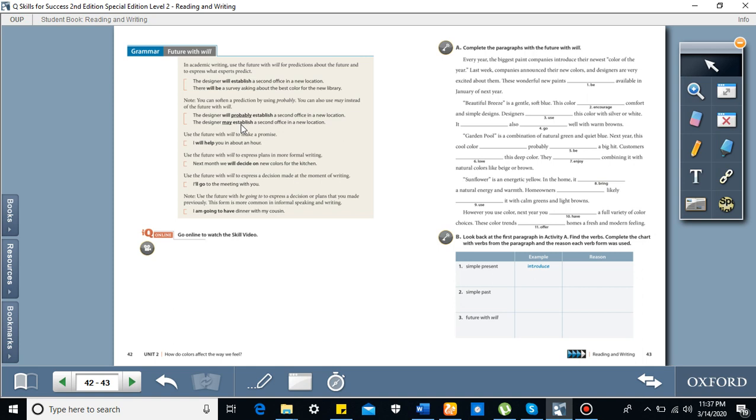Today we are going to talk about Q Skills, level 2 book, unit 2, section grammar, page 42. And the topic is future with will. So basically, today we are going to learn how and where we can use will.